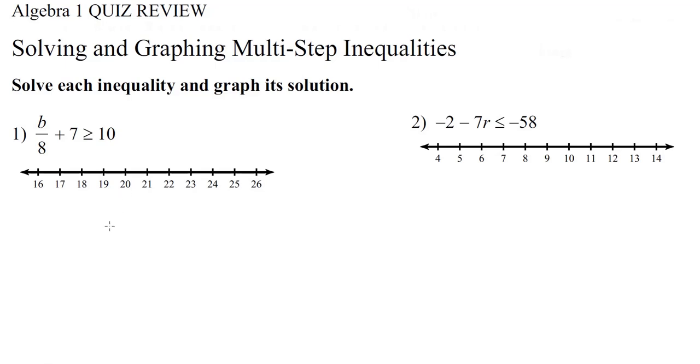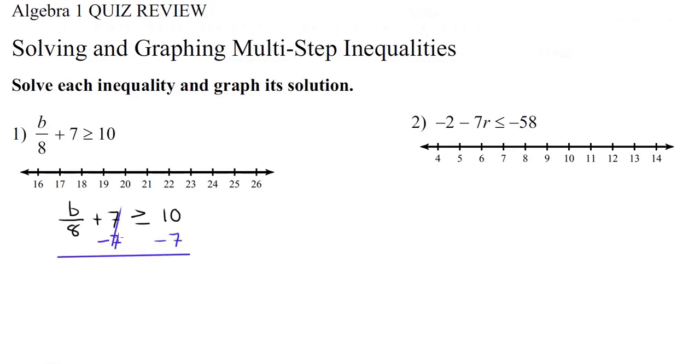All right, so here's our quiz review for solving and graphing multi-step inequalities. Number 1 says b over 8 plus 7 is greater than or equal to 10. Let's go ahead and copy this down here so we have room to work. First thing we're going to do is get rid of this positive 7. So we're going to subtract 7 from both sides.